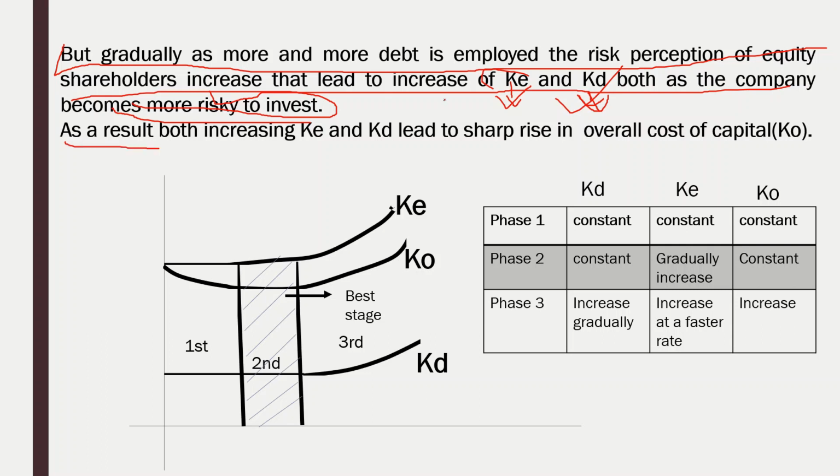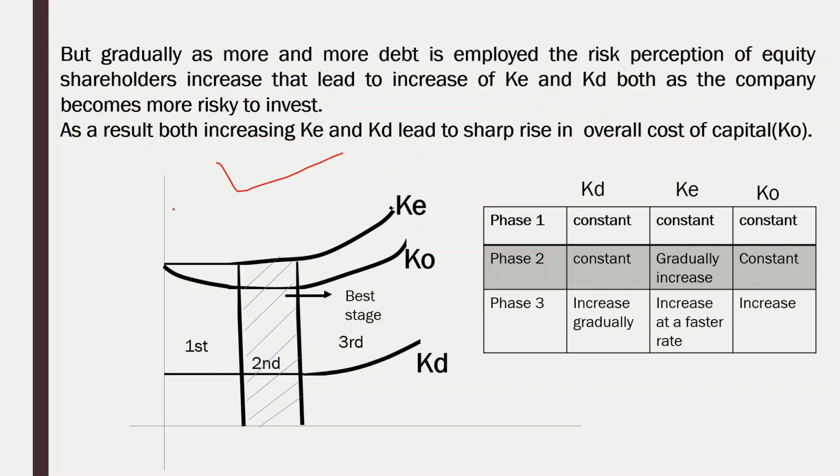And as a result, since both KE and KD are increasing, that will lead to a sharp rise in our overall cost of capital. You can also understand the traditional approach through this graph, which says that initially when you introduce debt in your capital structure, our cost of debt will remain constant and our cost of equity will also remain constant, because interest is not a big deal in the beginning.